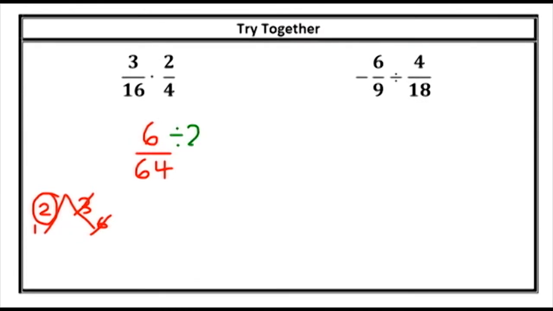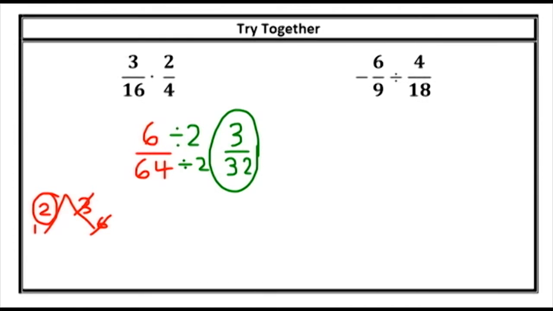Divide by 2, divide by 2. 6 divided by 2 gives me 3. 64 divided by 2 gives me 32. I know my answer is simplified because I found all of my factors. Remember, with division, you keep it, change it, flip it.